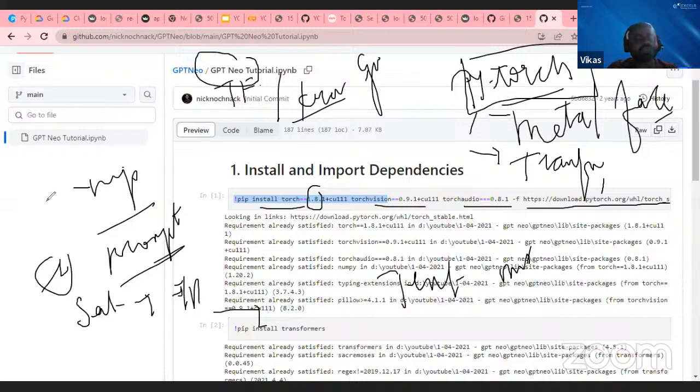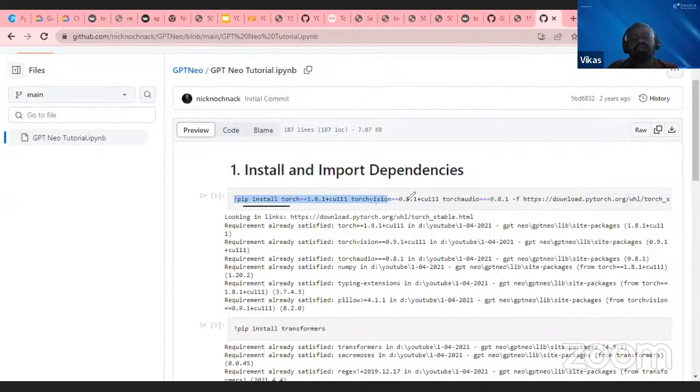This model is based on PyTorch, which is why I'm installing the dependencies. We're installing and importing the dependencies: pip install PyTorch version 1.8, then Torch Vision version 0.9, and then we'll install this version. And this is the link here. Don't worry, I'll share this with you guys.